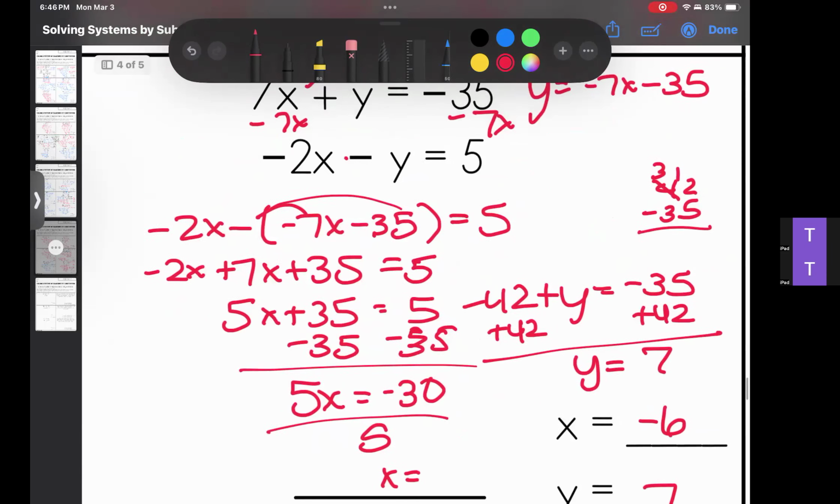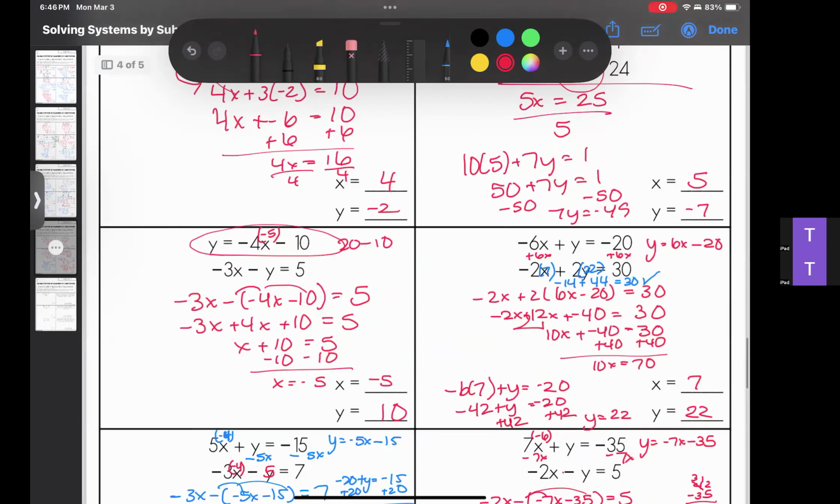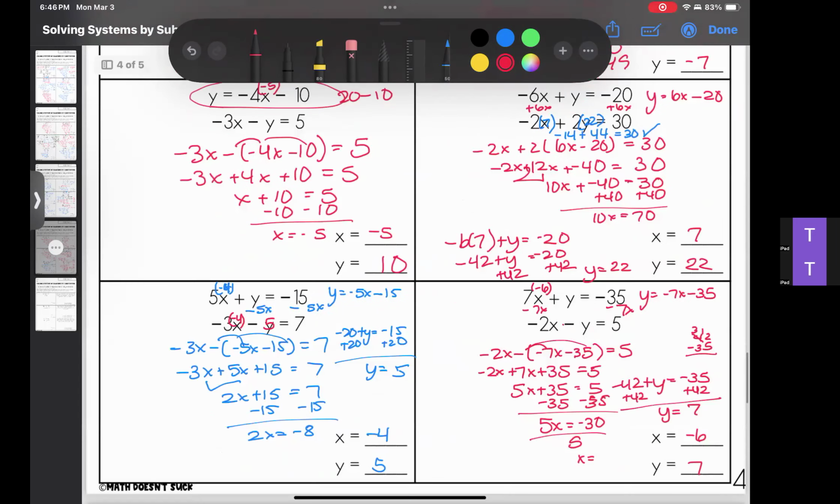And then if we check it, negative 2 times negative 6 is positive 12. 12 minus 7 is 5. Yep, the math is mathing. All right, that finally brings us to the end of page 4. Let's head on to page 5.